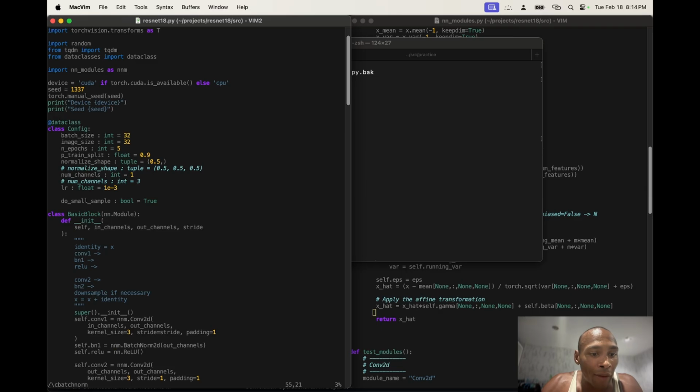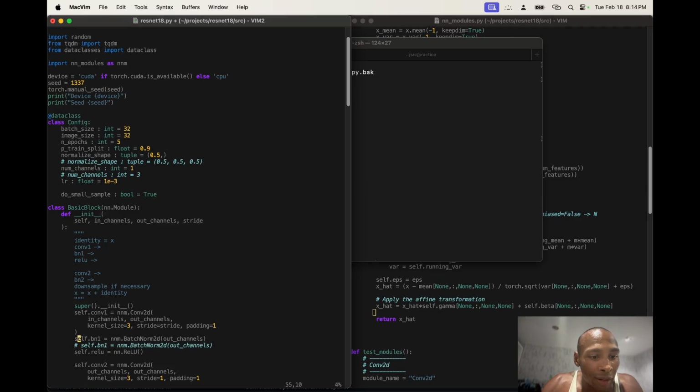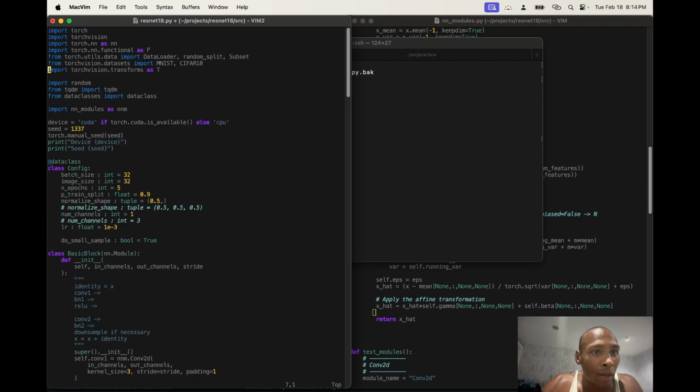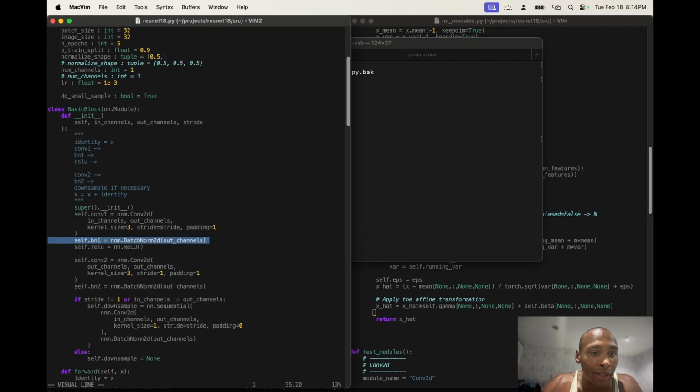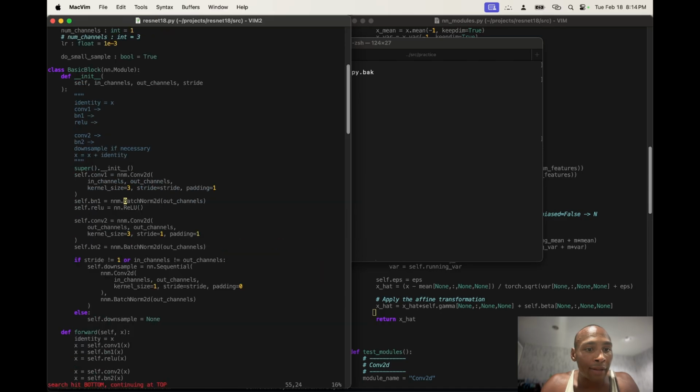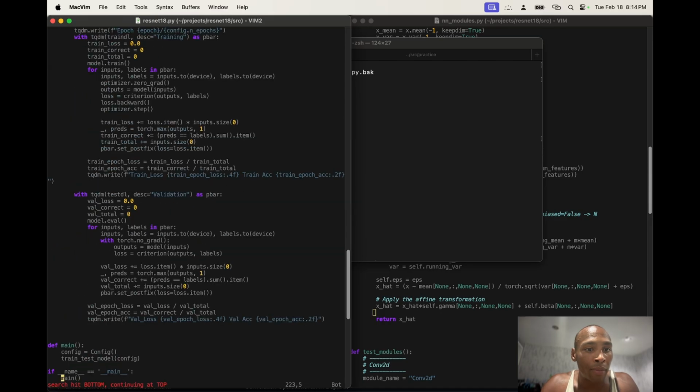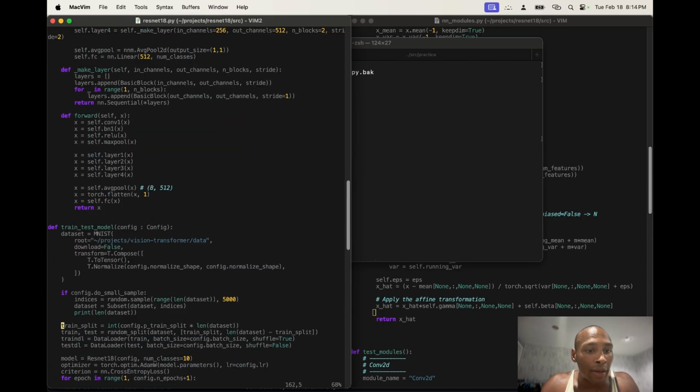I went from the original line that we had, which is nn, our import from Torch, our default import, import torch.nn as nn. So we're going to remove that. Basically, for each batch norm, I used our import, nnm, our custom batch norm implementation. Then I can just hit next and search through this whole file, and make sure they're all replaced, which they are. And you can see this config.do small sample that I added.